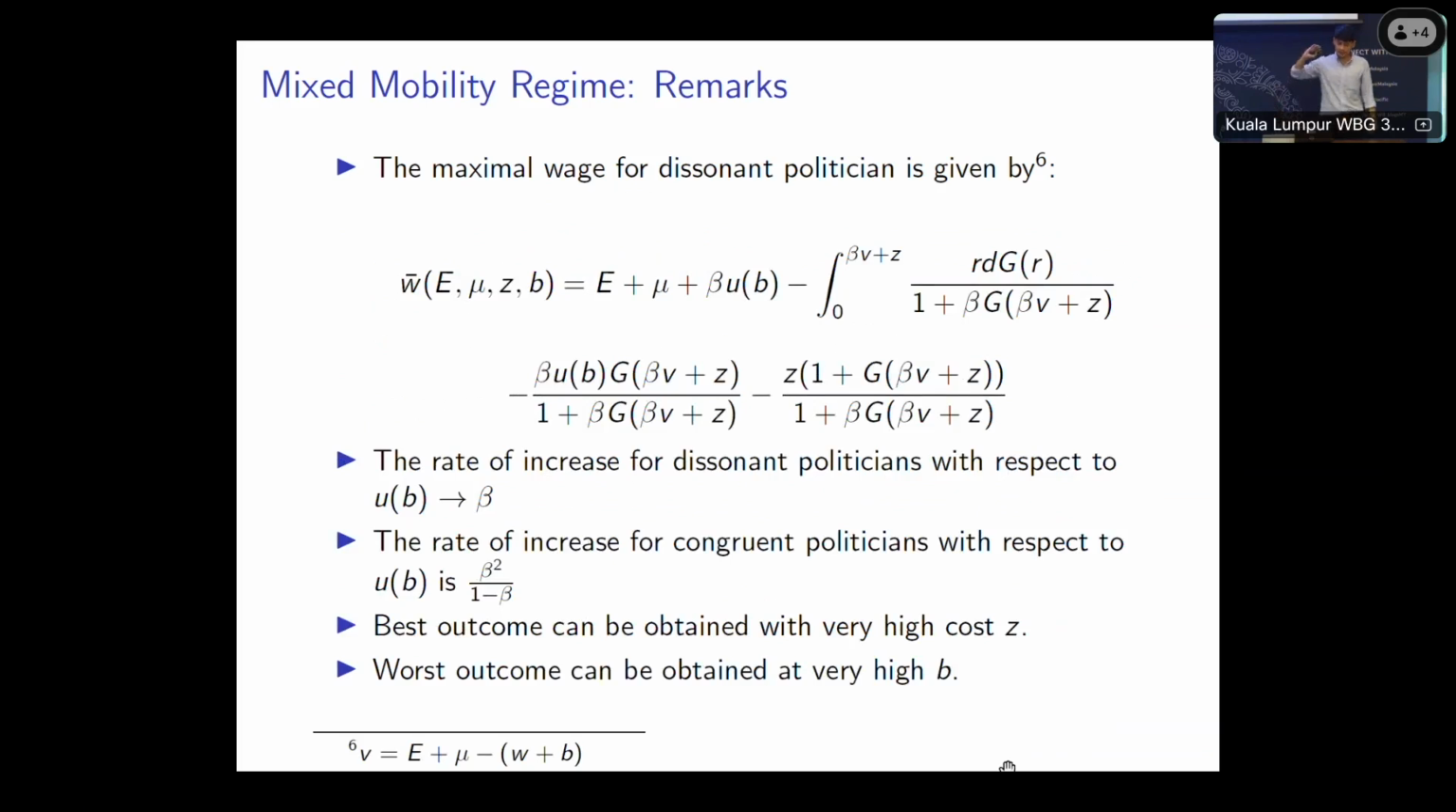So the wages for the dissident politician is given by this, and if you differentiate it by B, these 3 terms would disappear, and you would actually see the convergence to beta. And for the congruent, it's the same as the merit. And so if the Z is very high, we'll go back to the merit case. The worst outcome is when the B is very high: the disciplining effect for the dissident politician would reduce, but you also have the positive selection of the congruent. So that's the dual effect that is ambiguous, right?